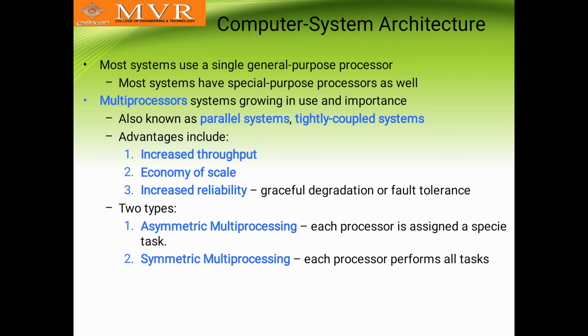Asymmetric multiprocessing means each processor is assigned a special task. Symmetric multiprocessing means each processor performs all the tasks. Here in the computer architecture, it is mostly special purpose processors by using multiprocessors. A multiprocessor is a parallel system, a tightly coupled system. The advantages of multiprocessors are three: increased throughput, economy of scale, and increased reliability. So reliability means graceful degradation. And the multiprocessors are of two types, asymmetric and symmetric multiprocessor.